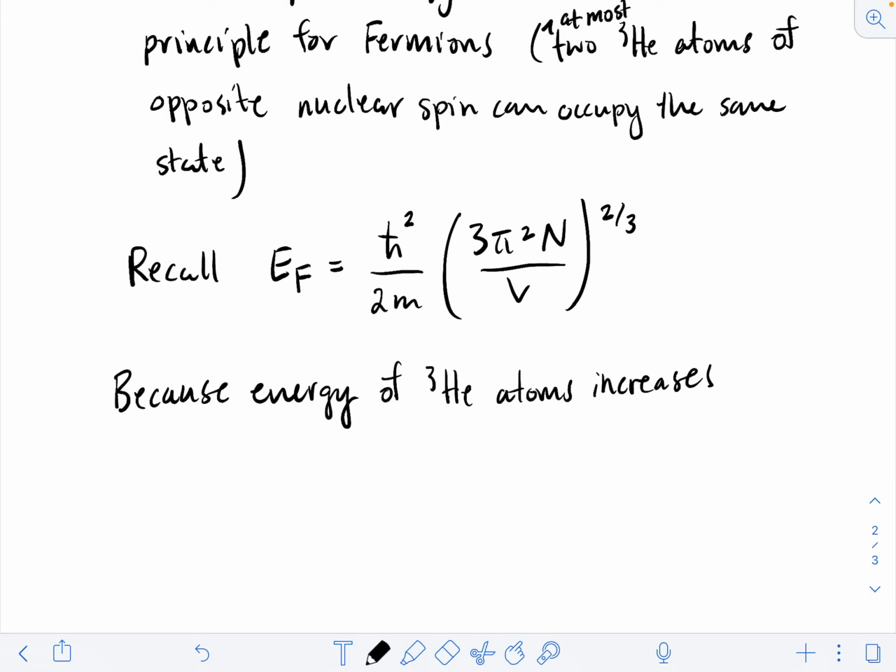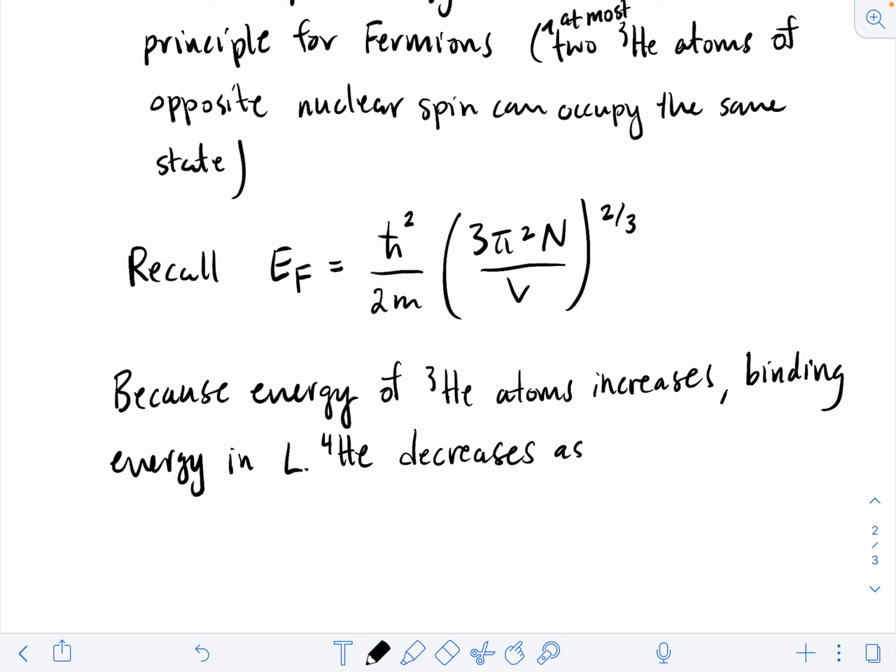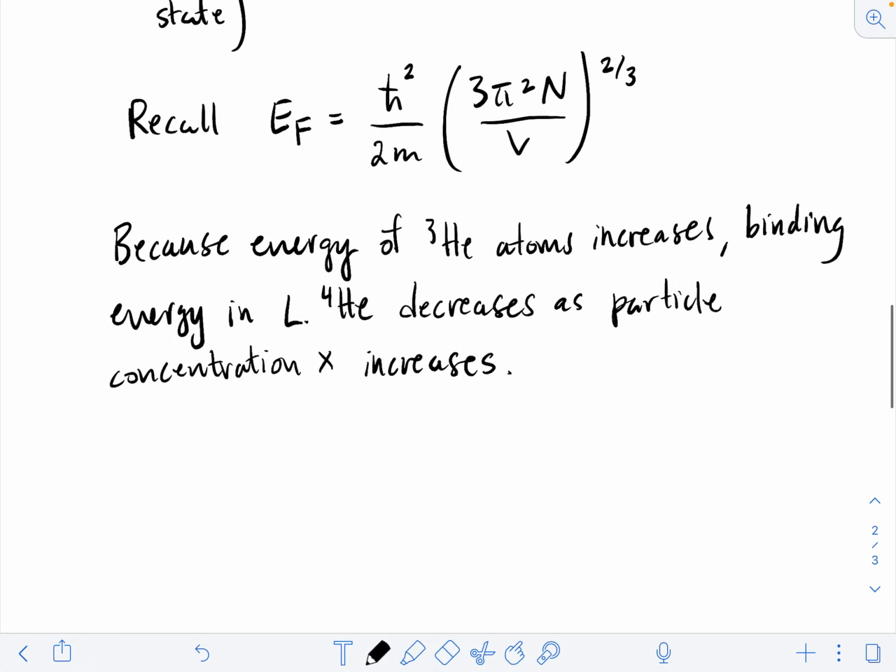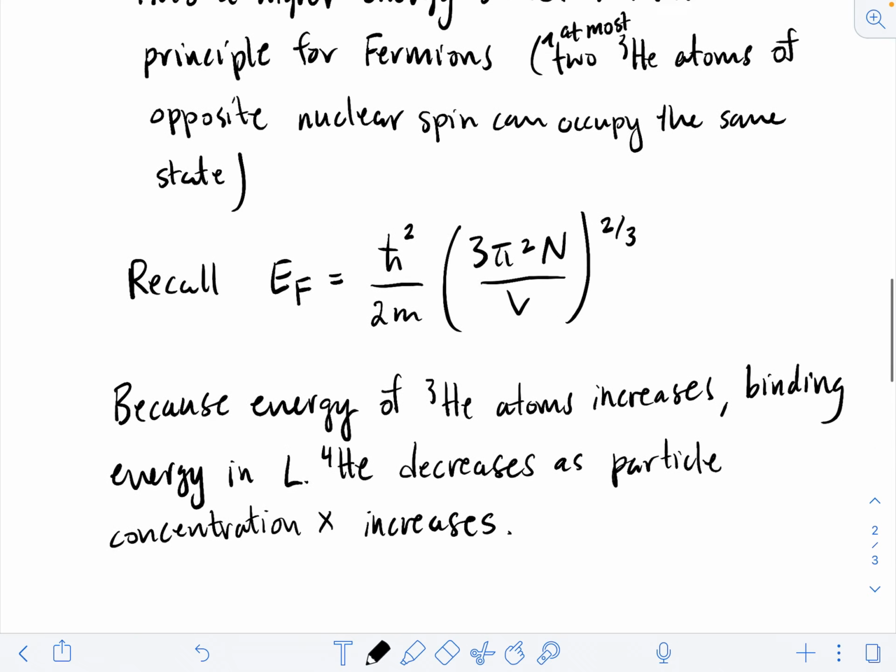So because the energy of the helium-3 atoms increases, the binding energy in liquid helium-4 decreases as the particle concentration X increases. Okay.